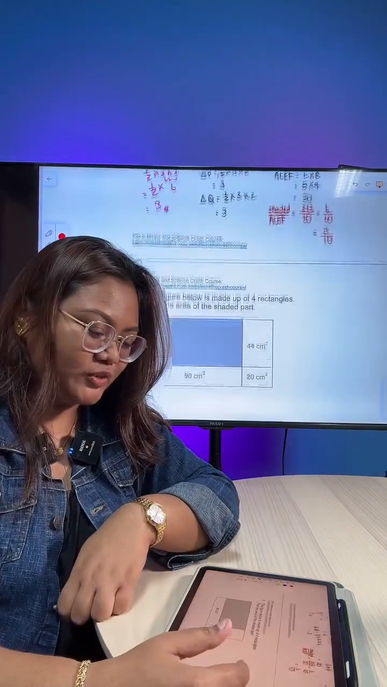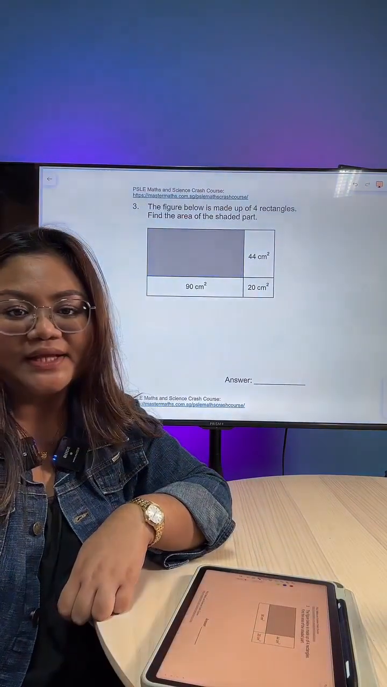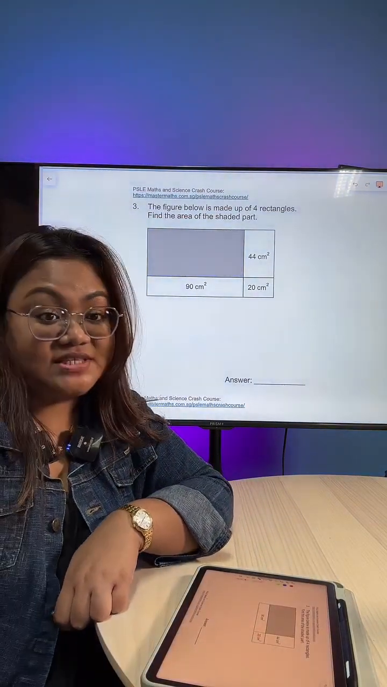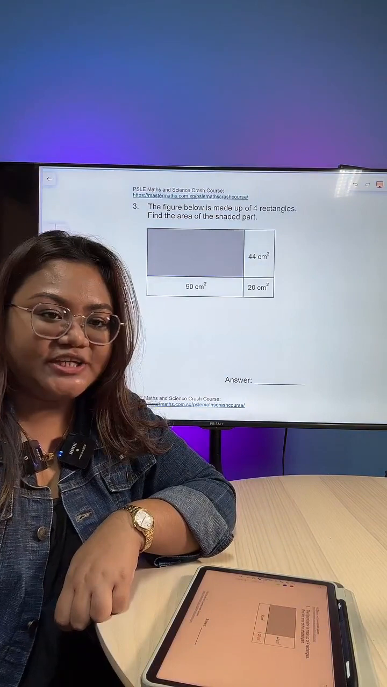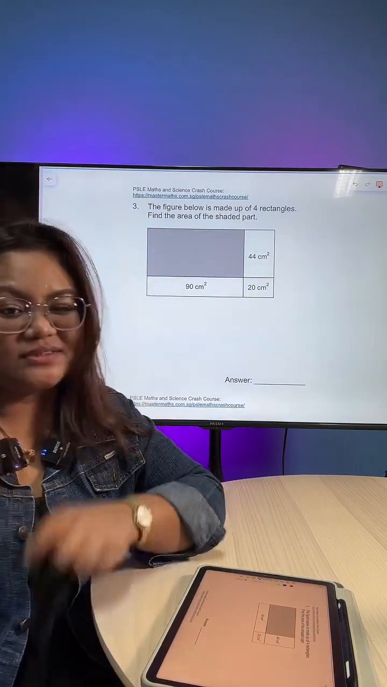Okay, let's move on to question number 3. The office is very close to the Fair Park Center actually. Very close to the Fair Park Center.